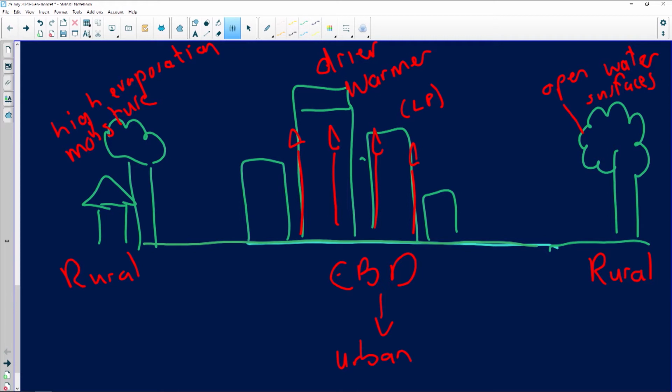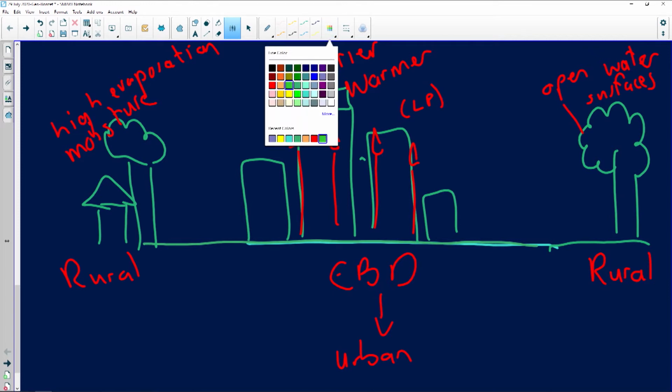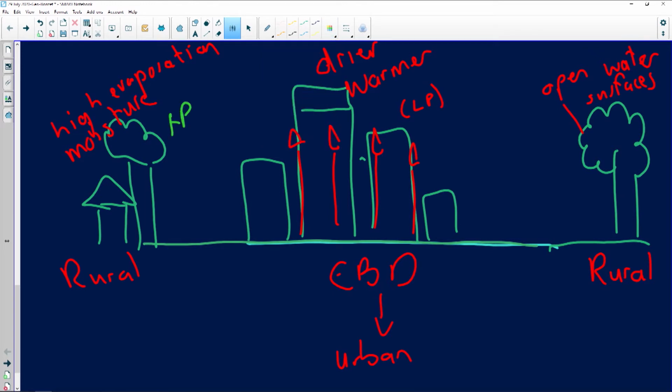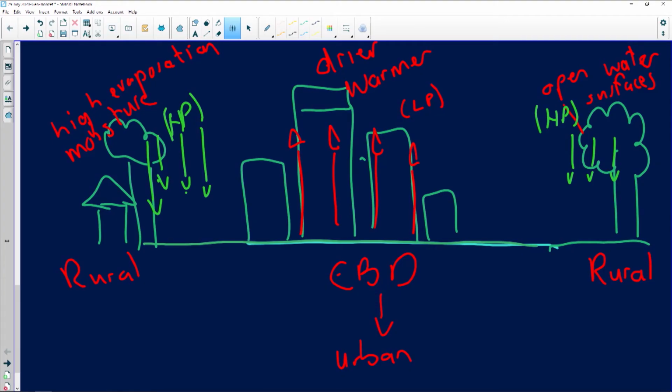Now what happens? Much cooler conditions in our rural areas. I'm going to put it there in brackets: it's like a mini high pressure that exists. We have cooler conditions, so the air sinks. There's more subsidence taking place. By now you should know, how does air move from a high pressure to a low pressure? So all this cool air that consists of much more moisture.